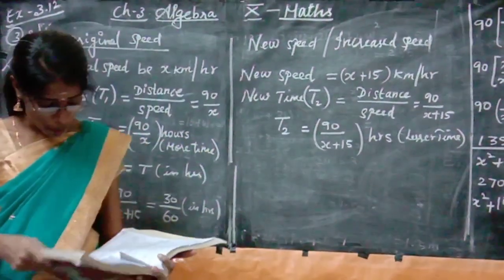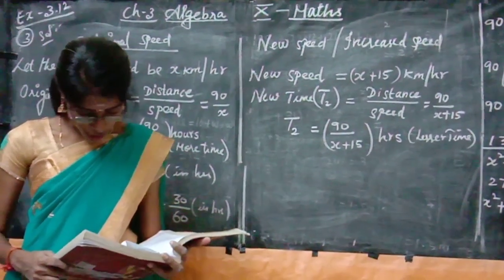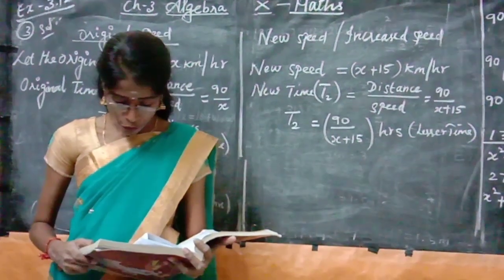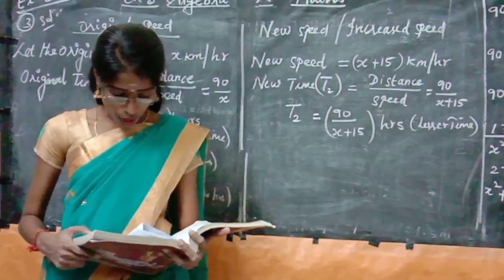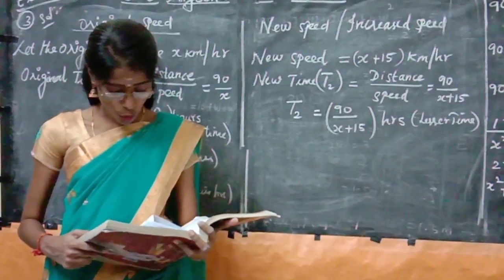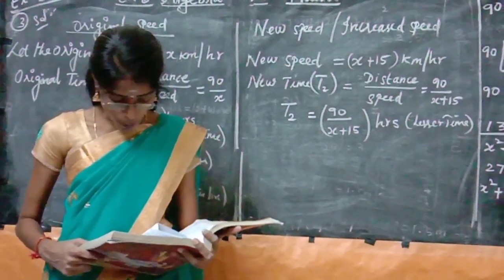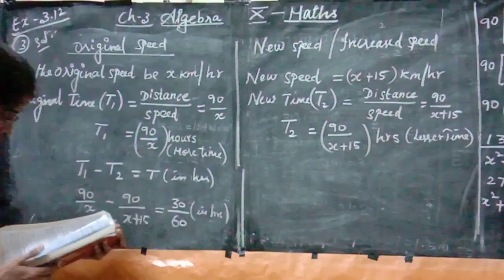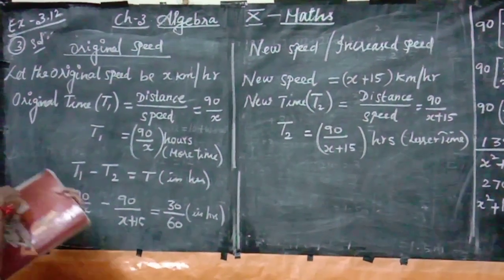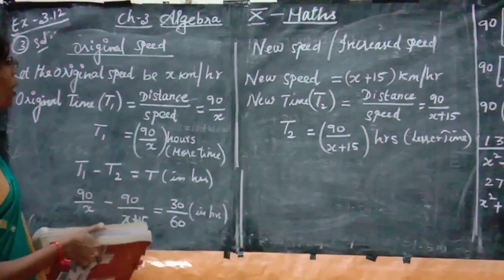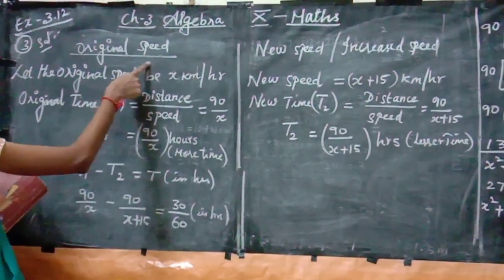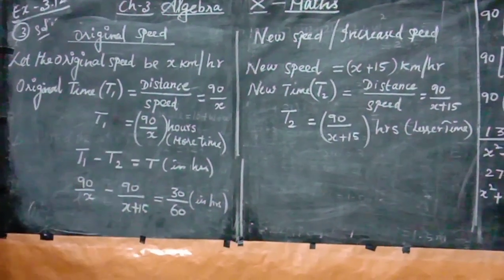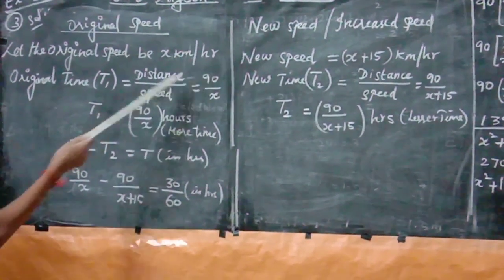Third sum. A bus covers a distance of 90 km at a uniform speed. Had the speed been 15 km per hour more, it would have taken 30 minutes less for the journey. Find the original speed of the bus. Two speeds are given, the original speed and the new speed. Let the original speed be x km per hour.